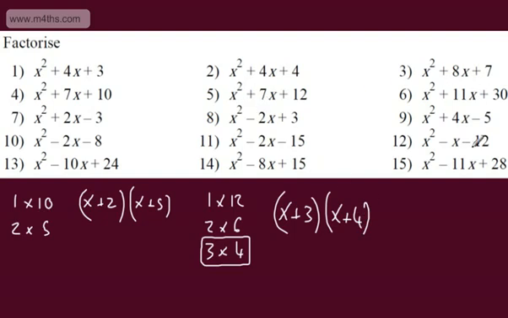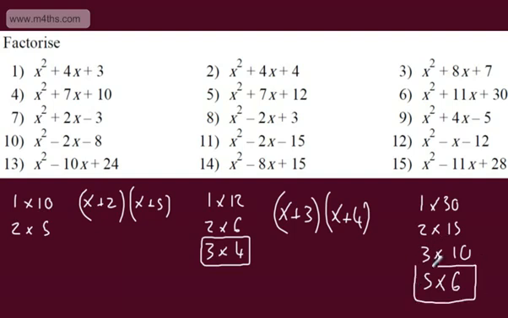This one here, if you don't spot it, we can do 1 times 30, 2 times 15, 3 times by 10. We can't do 4 times anything to give us 30, but we can do 5 times 6. As we can see from here, 5 times by 6 gives us 30, 5 plus 6 will give us 11. So we get x plus 5 and then x plus 6, and that is now factored.